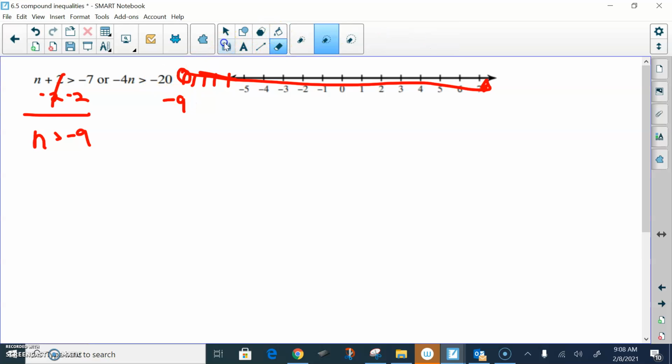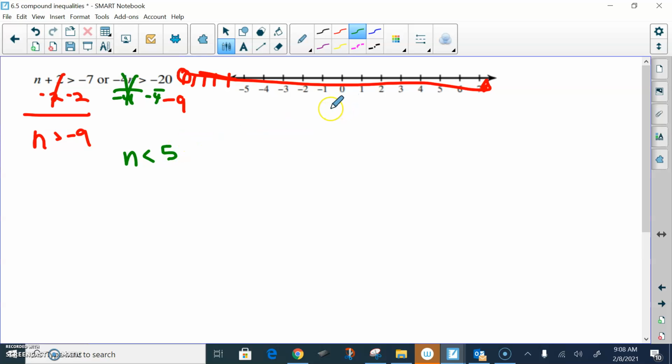I want to divide by -4. We're dividing by a negative. So you know we need to flip the sign, and that gives us a +5. And so we want n to be less than +5. So we have an open circle on +5, and we shade to the left.